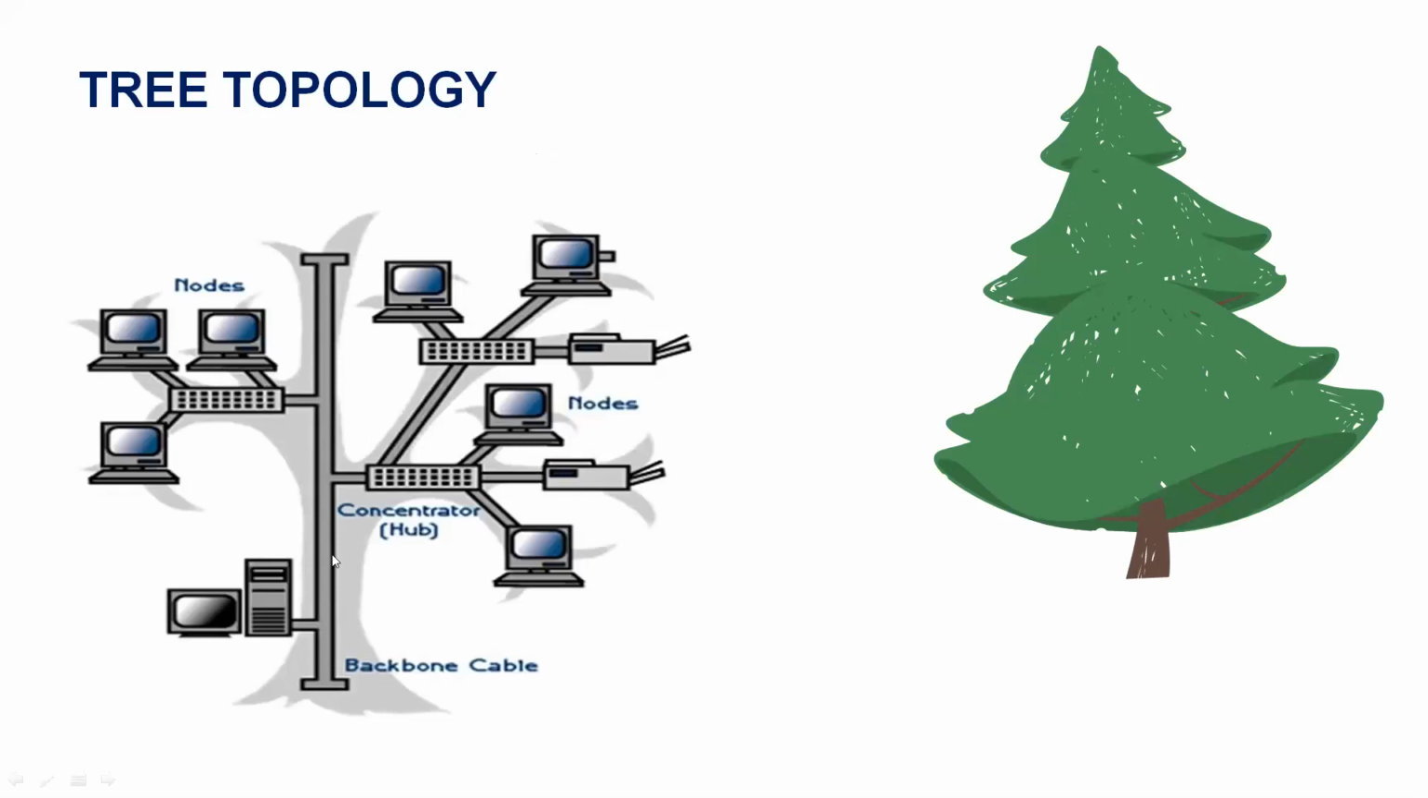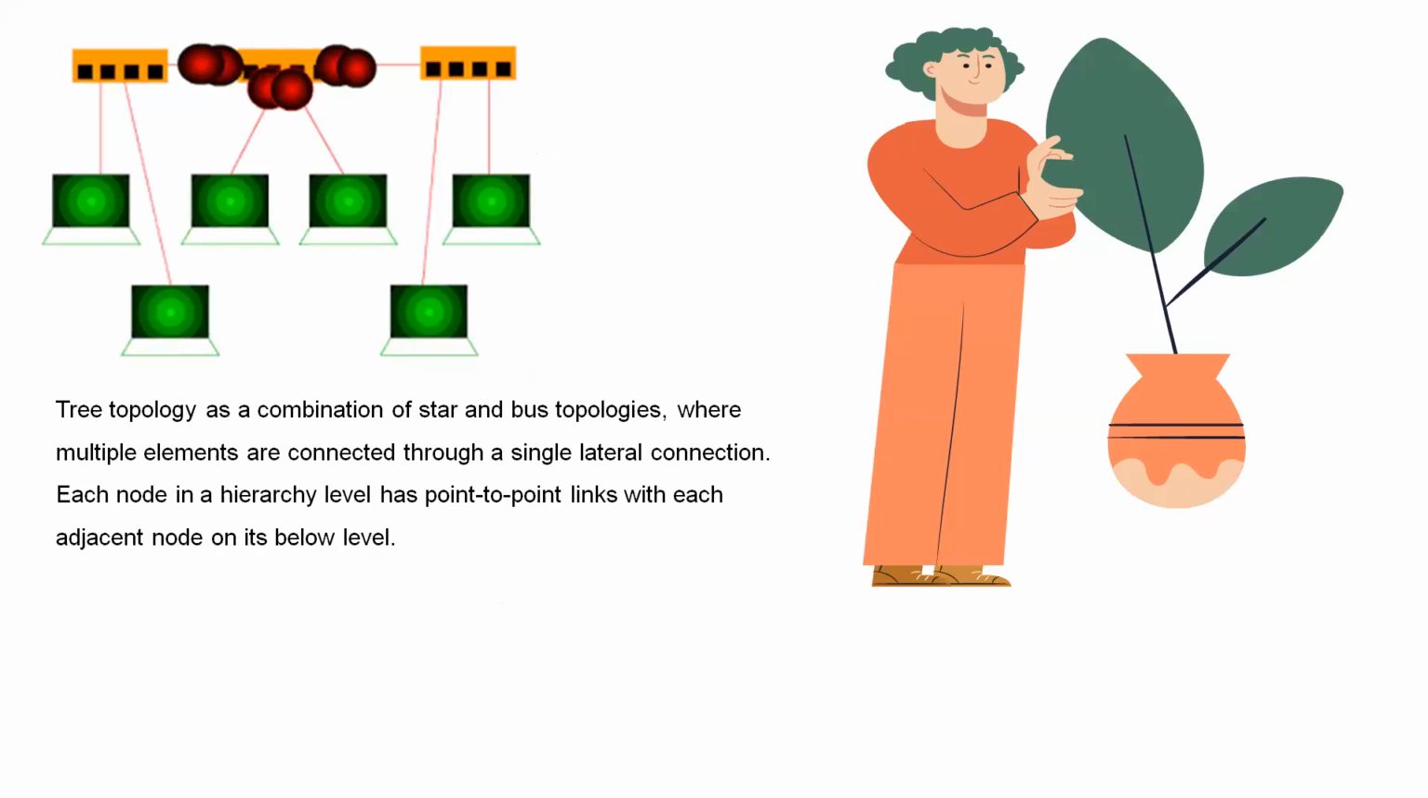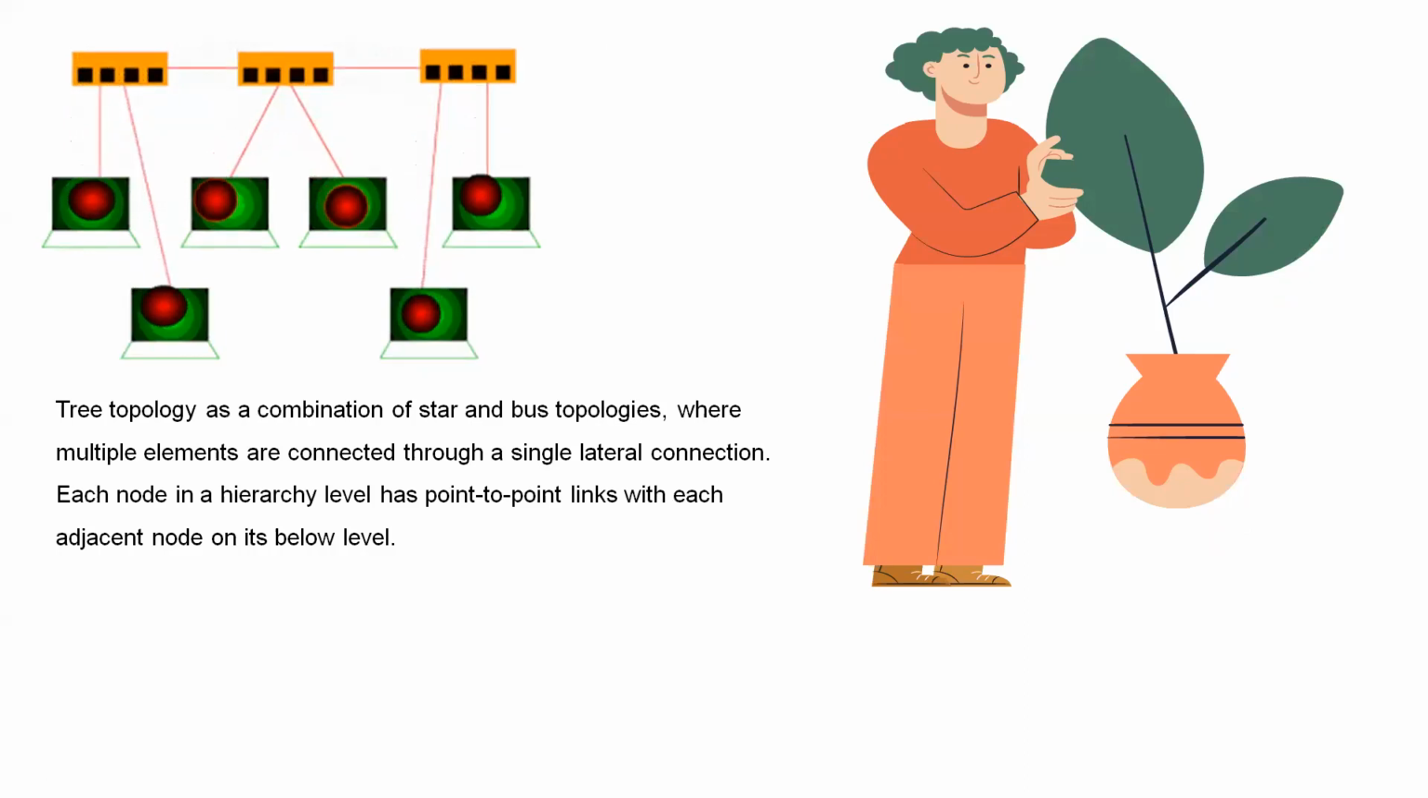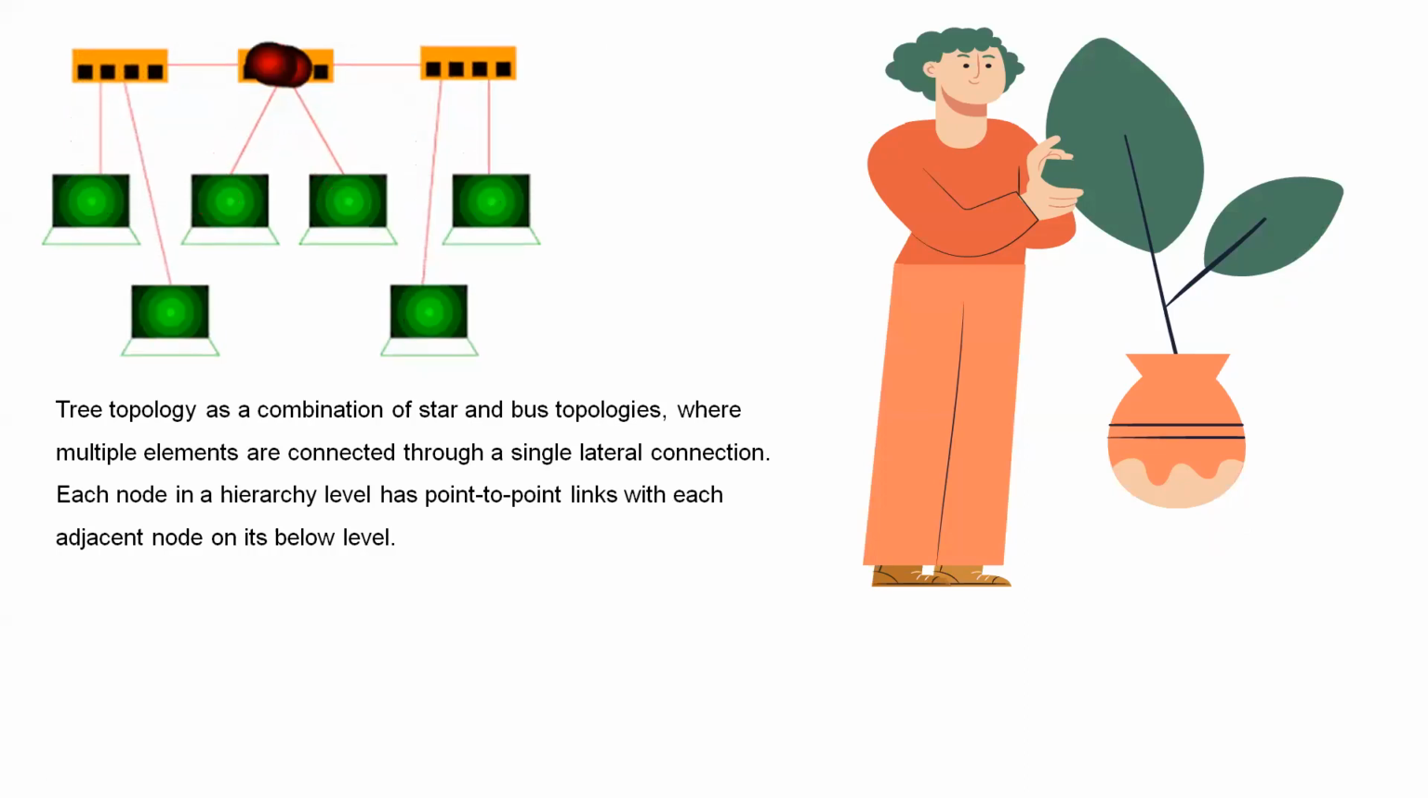Same that we have discussed in our bus topology. Now, the T-type connector is a connector with a switch and hub. You can say hub or switch are directly connected with your PCs. So you can say it is a combination. Tree topology is a combination of star topologies, where multiple elements are connected through a single lateral connection. Each node in the hierarchy level has a point-to-point link with each node below its level.